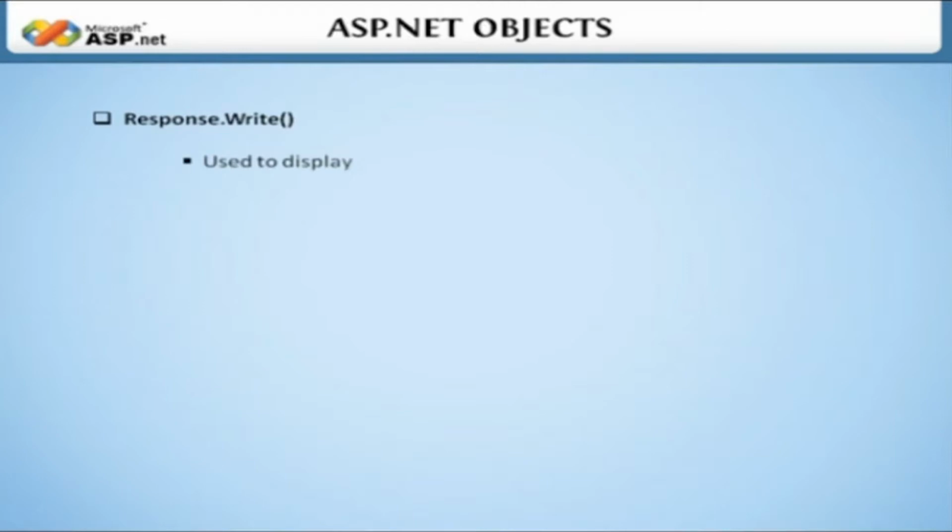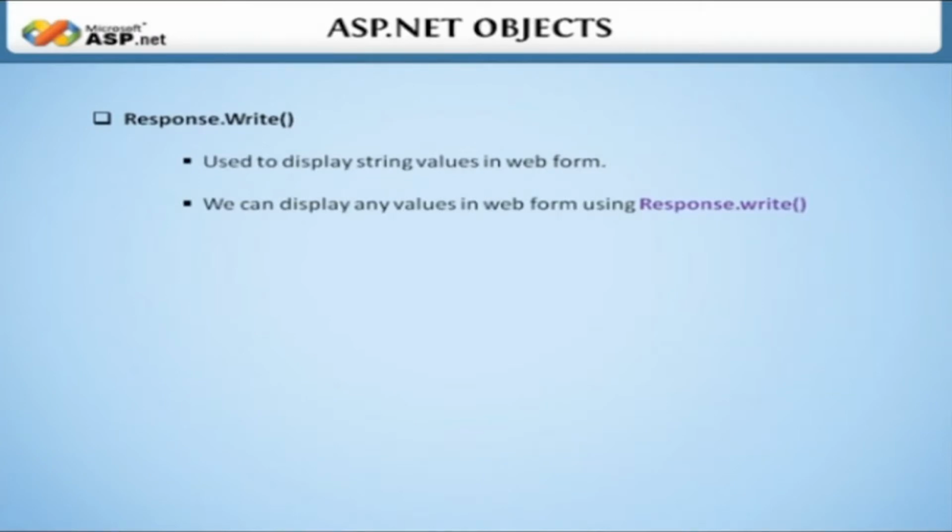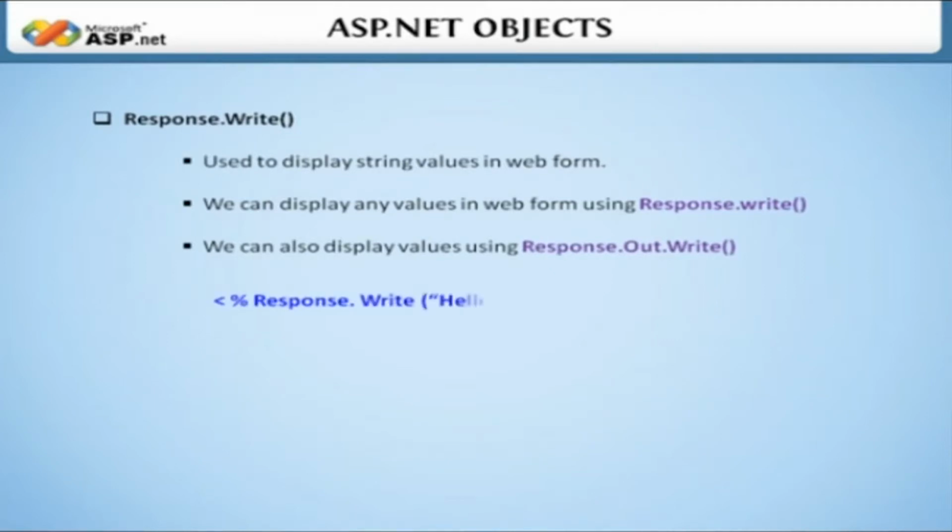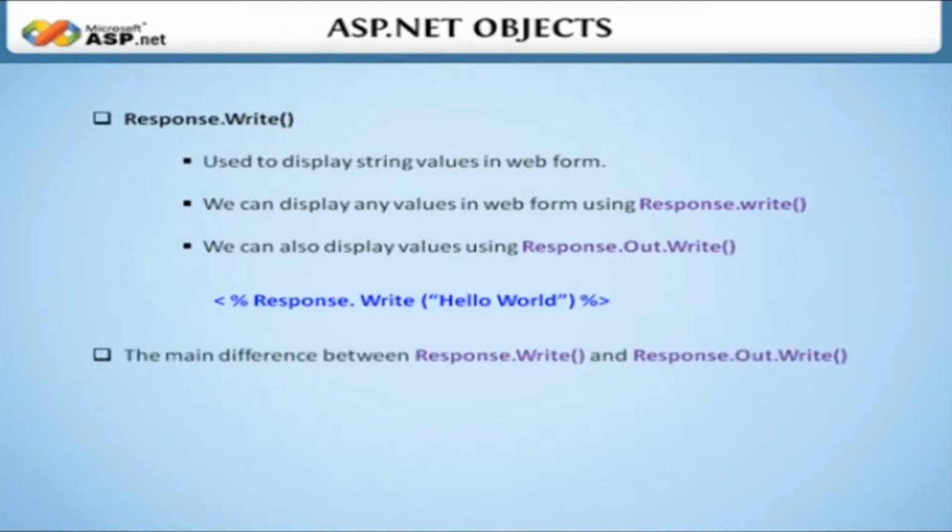Response.write method is used to display string values in web form. We can display any values in web form using response.write method. We can also display values using response.out.write. Here is the syntax for displaying text on web form. The main difference between response.write method and response.out.write is the latter one produces a formatted output.